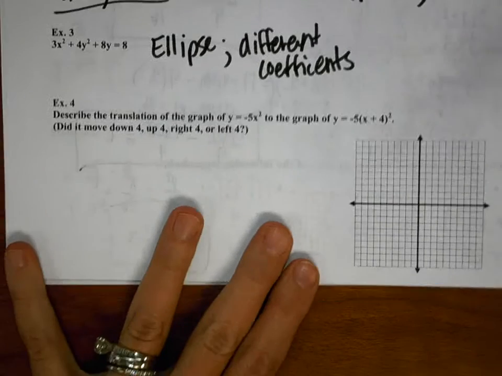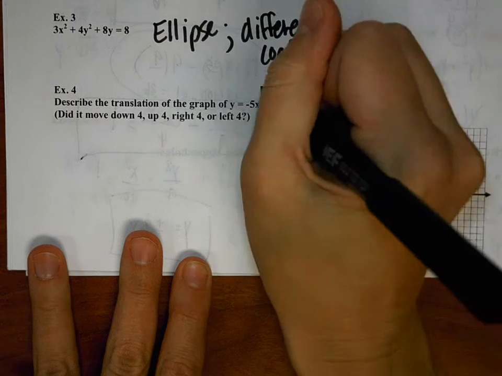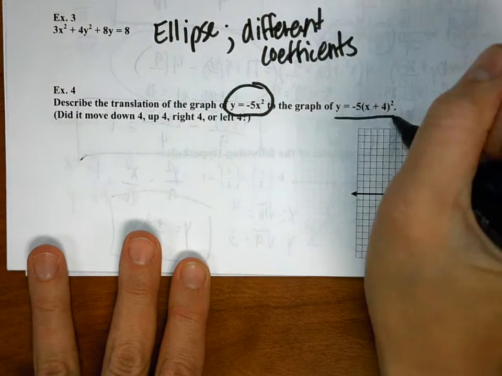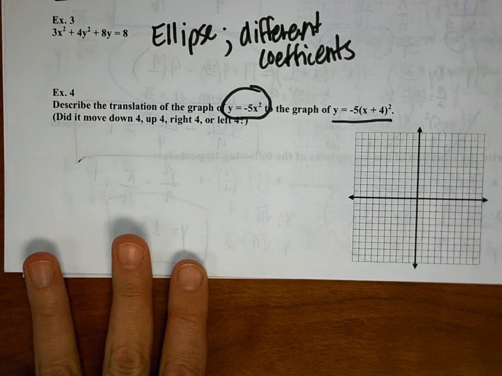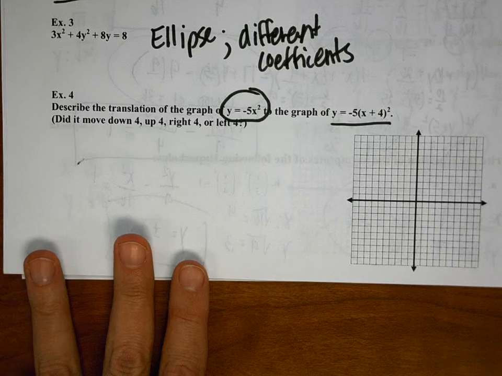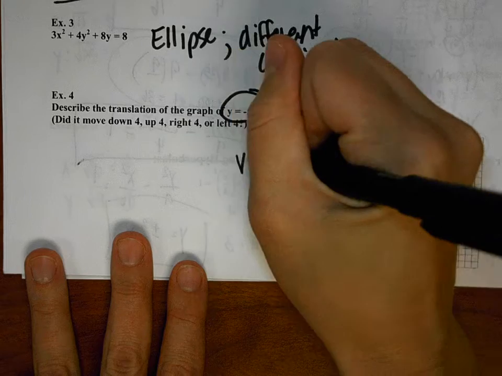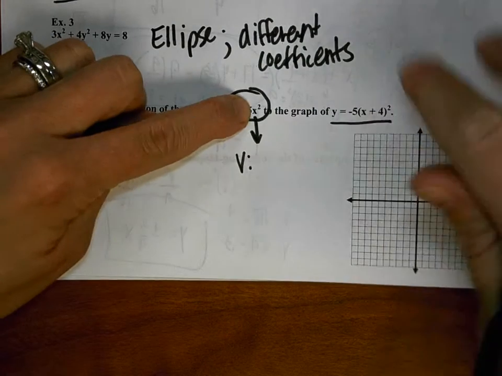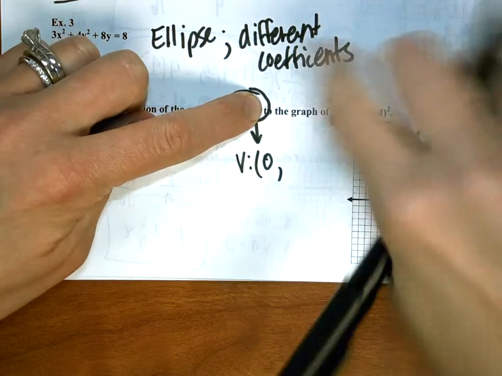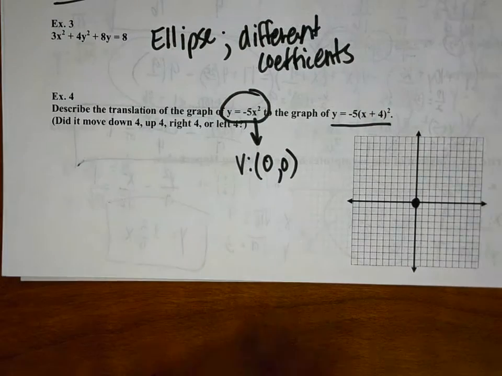We're going to move on to example 4 that is dealing with translating. Describe the translation of the graph of y equals negative 5x squared to the graph y equals negative 5(x plus 4) squared. Did it move down 4, up 4, right 4, or left 4? Okay, so this is our original one. What is your vertex here on this original equation? Since nothing is with the x squared, like being added or subtracted, the x value of our vertex is 0, and nothing's being added at the end, so the y value is 0. So our starting point is at 0, 0.